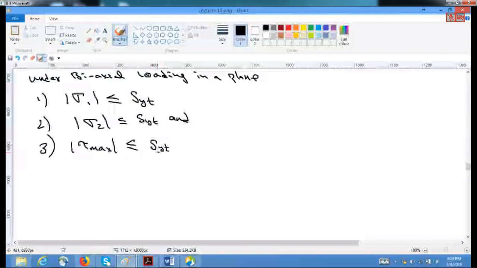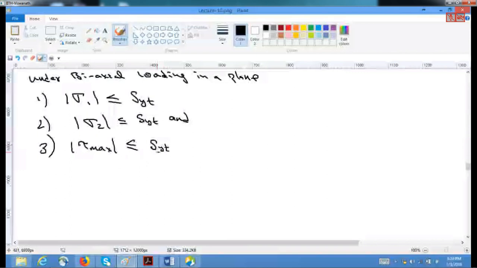This is the equation of a straight line with a negative slope. This is also the equation of a straight line inclined at 45 degrees. So you can see that this equation of a straight line is manifested here. This is maximum SYT. This is SYT. SYC and SYT are same. So I will write it. And this is the thing.